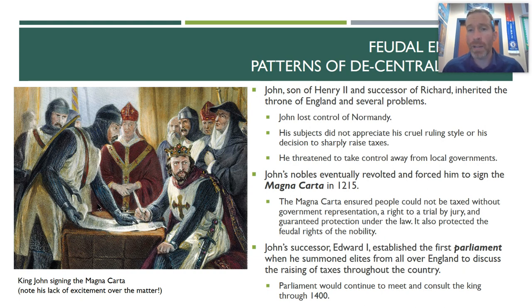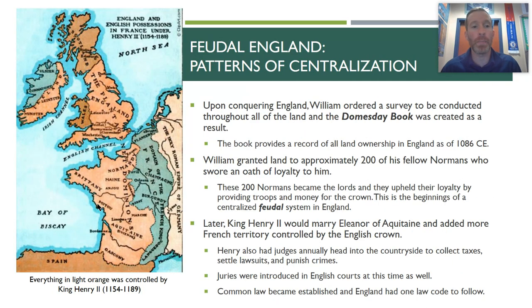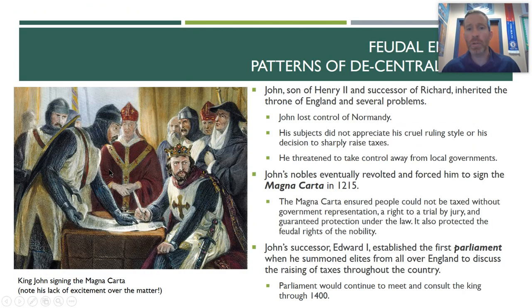So King John is going to lose control of what's called Normandy, which is an area in northern France. If I back up here, you can see Normandy is right there, kind of just across the English Channel in France. So John loses control of Normandy.